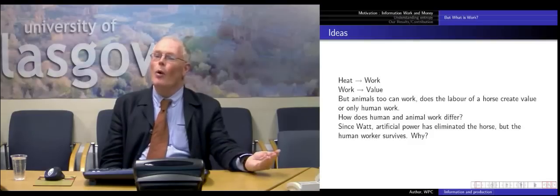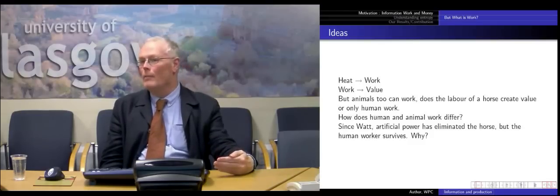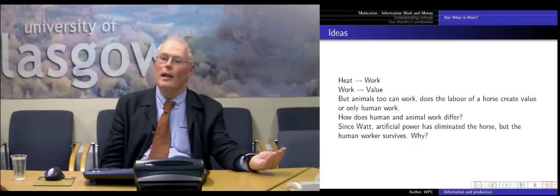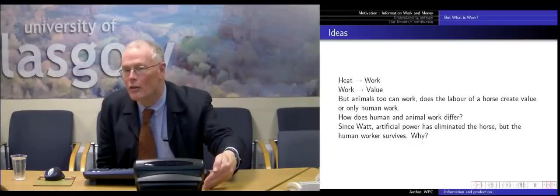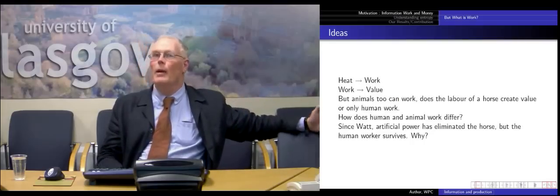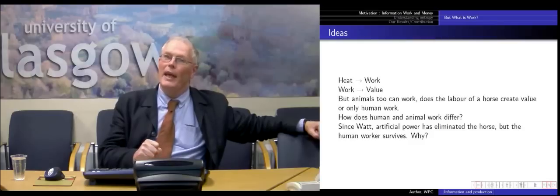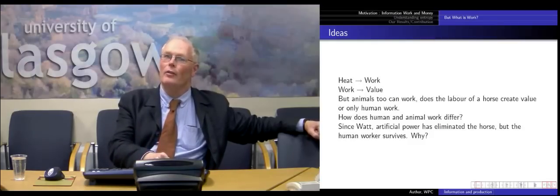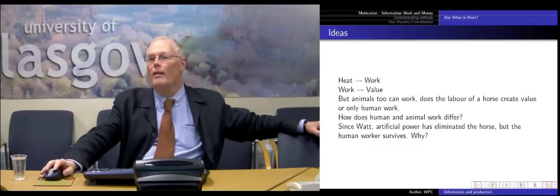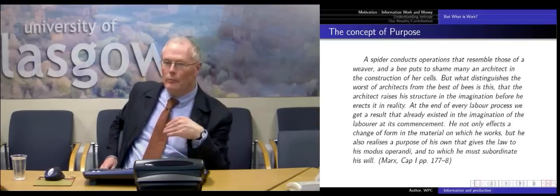But then why is it that only human beings are creating value? Why aren't horses doing the same? Because horses are stronger than us. And with the invention of the steam engine, horses became redundant. They became playthings, pets. And if it's the case that power, mechanical power, is the same as work, and if that is the same as value, why do human workers still survive? Horses have been eliminated. Why are human workers still surviving?